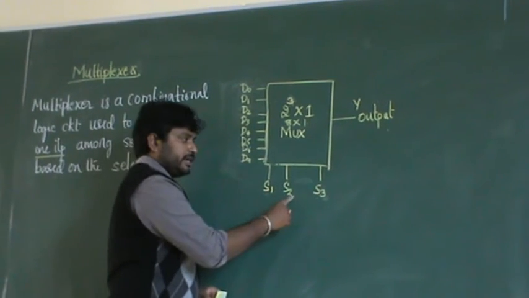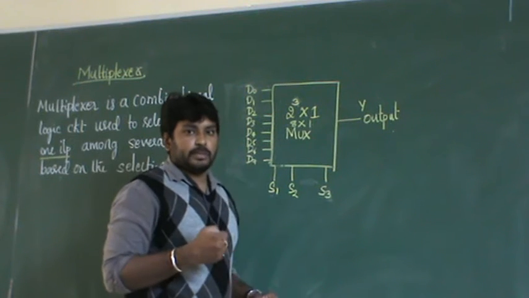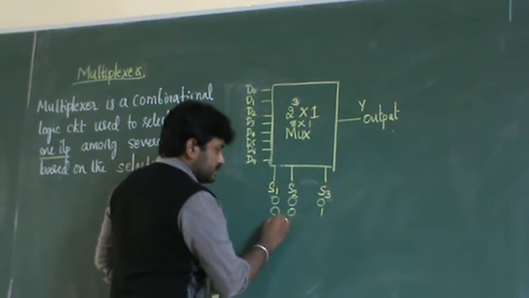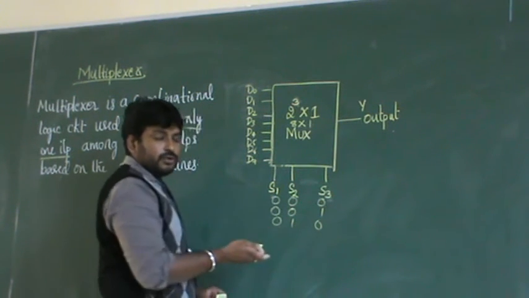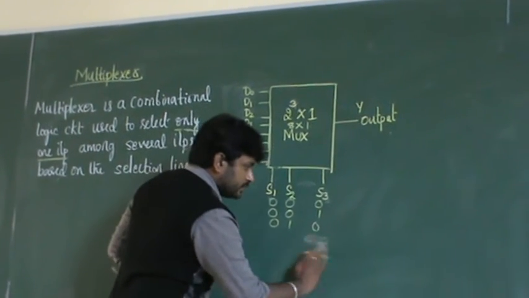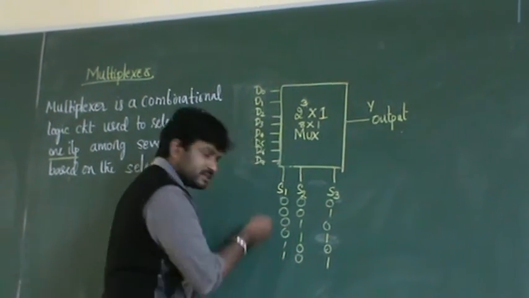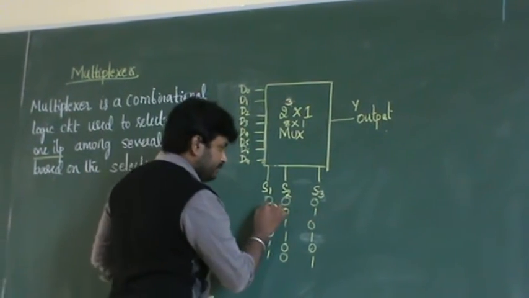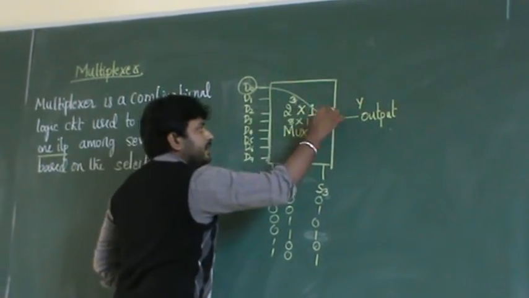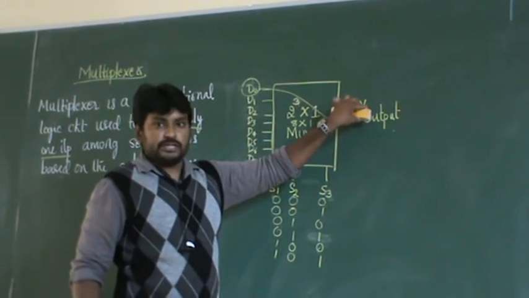What is the number of combinations that you can write? If the number of bits we are considering is 3, it is again 2 to the power of 3, that is 8 combinations. So 0 0 0, 0 0 1, 0 1 0. However you write the truth table for the 3-bit representation, similarly I am writing it: 4 zeros, 4 ones, like that. For example, if your selection line is 0 0 0, it will be selecting D0 as the input and providing D0 to the output.